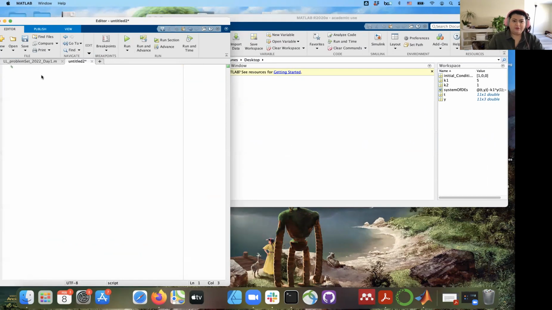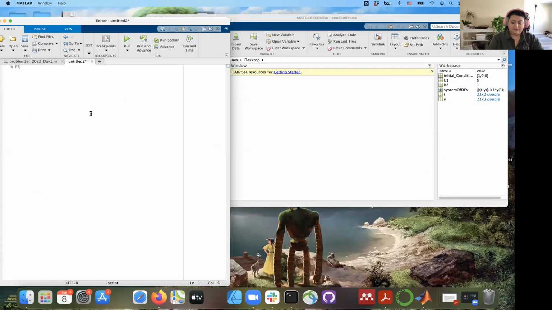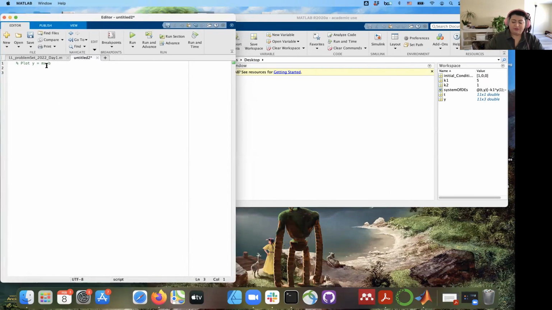All right, so all we want to do is choose some parameter values and plot each of these in MATLAB. So plot y equals mx plus b. MATLAB works top down, so you have to define everything before it can be used. For example, we need to define the slope. So let's make the slope, I don't know, 3. We need to define the y-intercept. So let's make that, I don't know, 1.